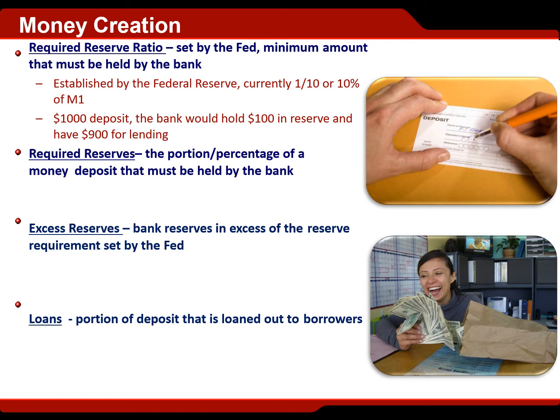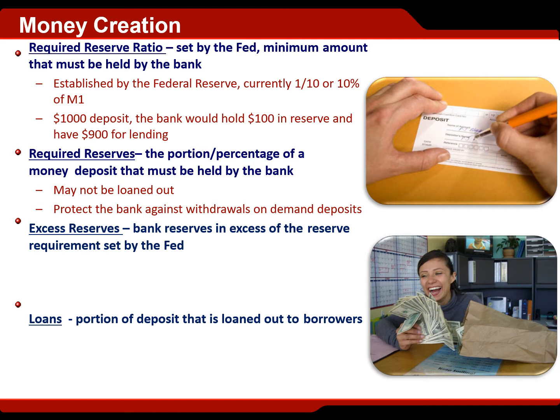Now, when we say that something is a required reserve, what we're saying is the portion or the percentage of money deposited that must be held by the bank. In that previous example, the required reserve is $100, okay? Now, this may not be loaned out. You're not allowed to lend that $100. It has to sit in the vault, it just has to sit there, okay?